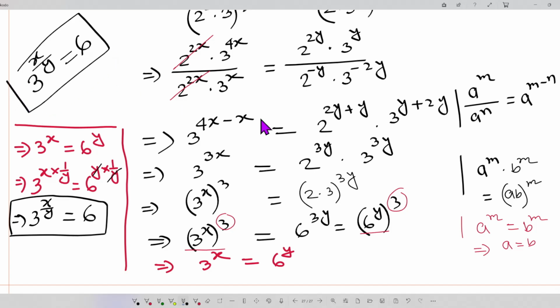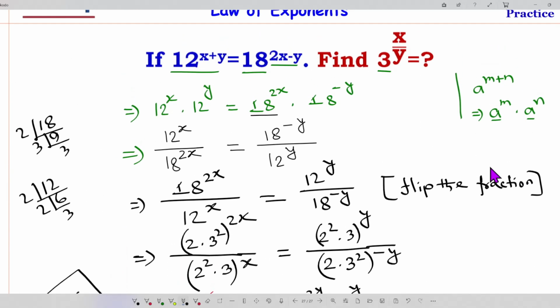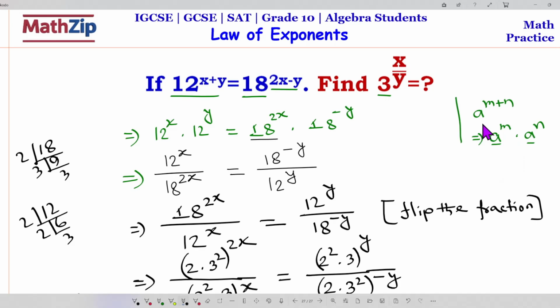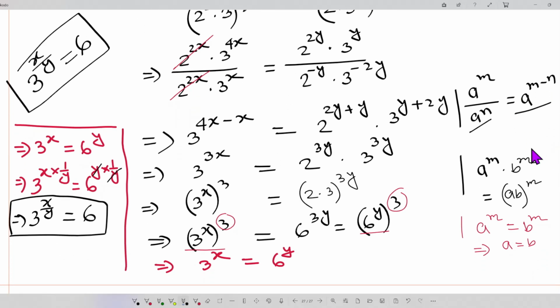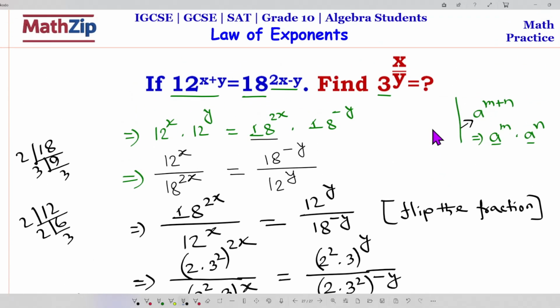It's a very important math, and in this math we face lots of laws of exponents, like a to the power m plus n equals a to the power m times a to the power n. Same, a to the power m divided by a to the power n equals a to the power m minus n, and also a to the power m times b to the power m means ab to the power m. So there are lots of things we touch in this math. These kinds of math are good practice for the laws of exponents.